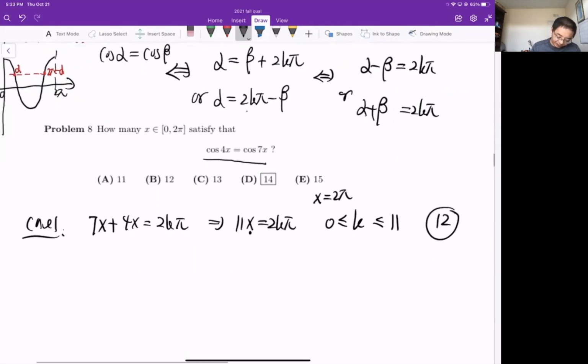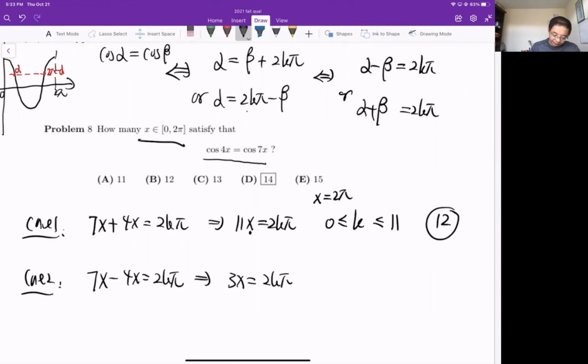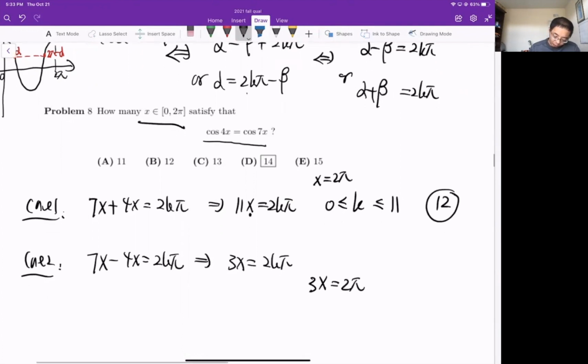So that's one case. Case 2, we have 7x minus 4x equals 2kπ. That means 3x equals 2kπ. Now, again, x is from 0 to 2π. We don't need to consider k equals 0 because that's x equals 0, which is already counted.